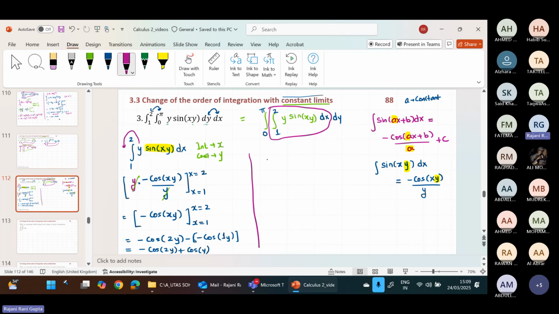Now we will solve the other integral. Means we'll substitute, sorry, not 1 to 2, 0 to pi. Integral 0 to pi of minus cosine of 2y plus cosine of y dy. Okay, so now it is a definite integral. Integration of cosine is sine.